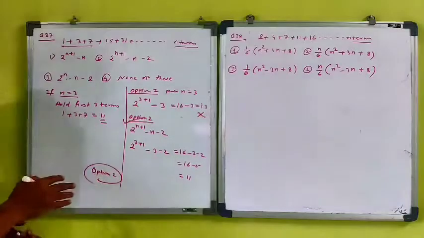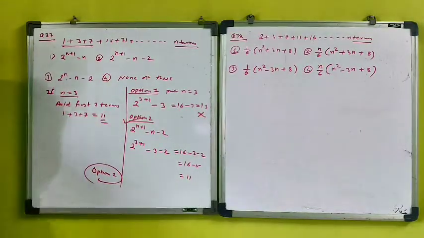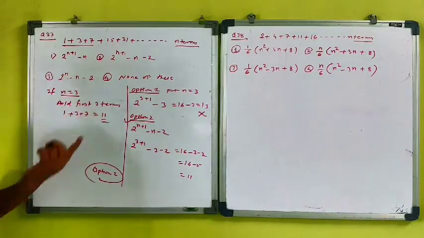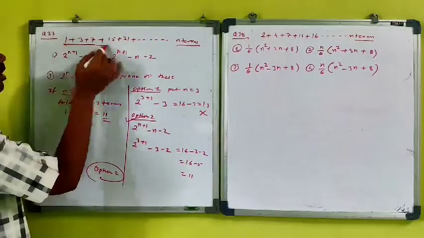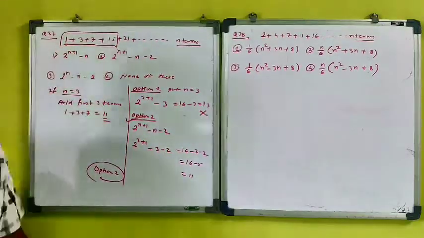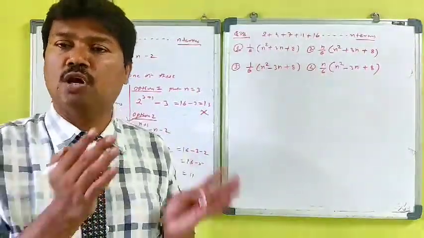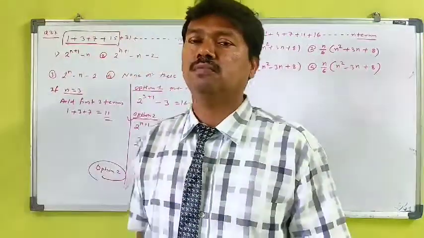For the other option, we can put n equal to 3 in this. What will happen? 2 cube, which is 8. 8 minus 3 becomes 5. So not matching. So option 2 is the correct one. You can check it by taking the first 4 terms also. If you have doubt, take n equal to 4. N equal to 4 means you have to add 4 terms and then check.